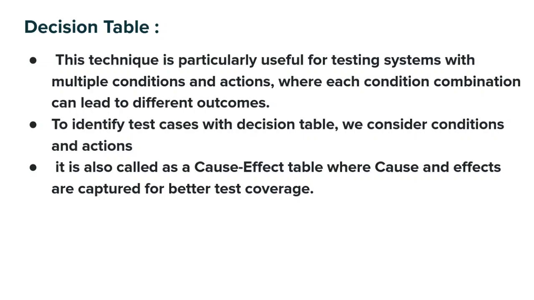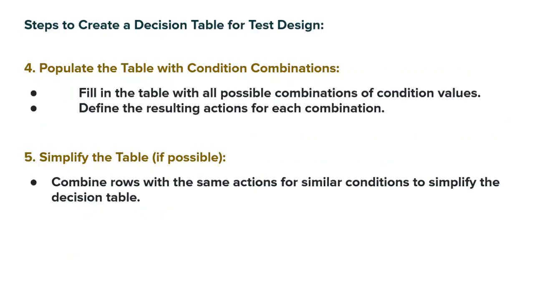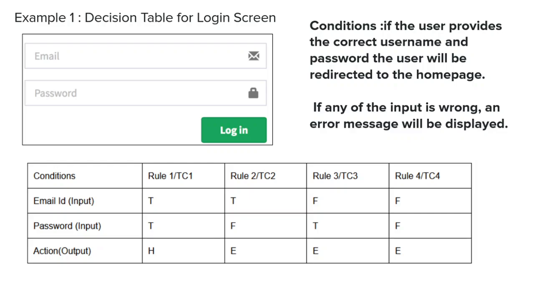To identify the test cases with a decision table, we consider conditions and actions. So two important things for a decision table. To create a decision table, we need conditions and actions. What is a condition and what is an action, we will see in the example. It is also called a cause effect table, where causes and effects are captured for better test coverage. Now we will go to the example directly, so we will understand in a better manner.